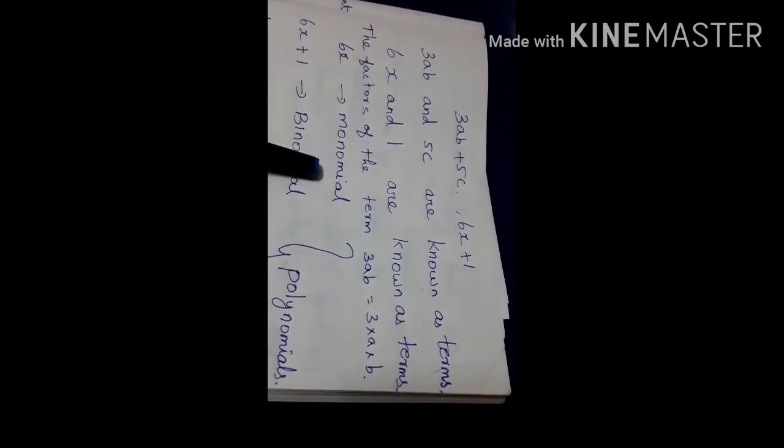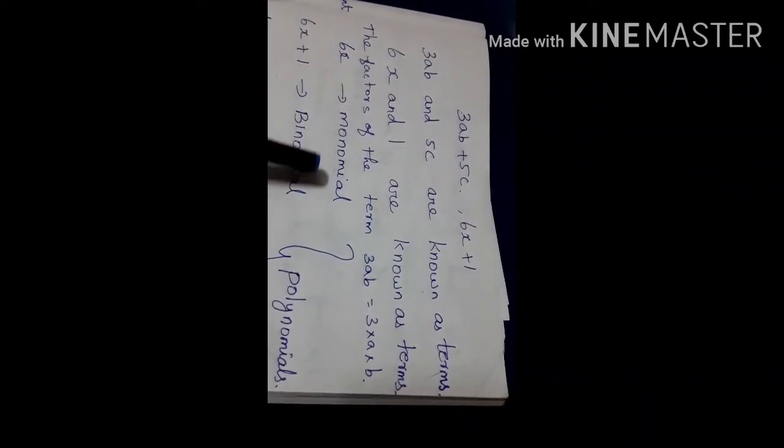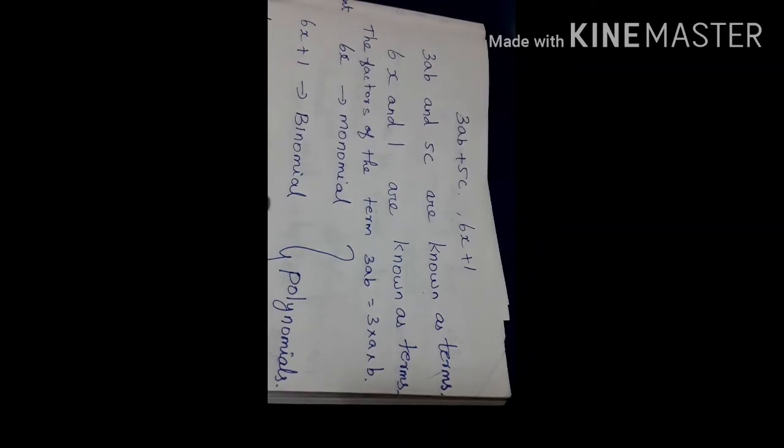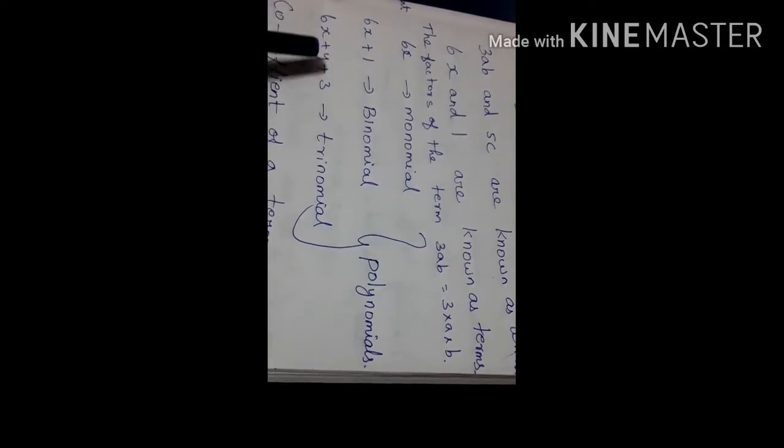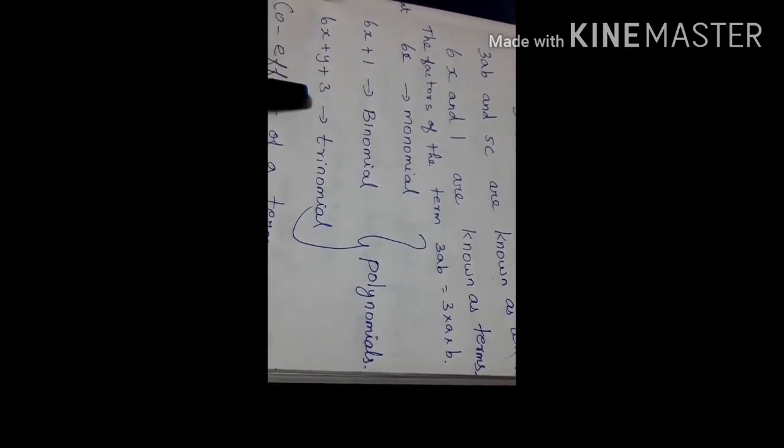Next, 6x. In this expression, we have only one term. You studied this last year. Yes, 6x is called a monomial. If we have two terms, it is called a binomial. Suppose we have 6x plus y plus 3. If we have three terms, it is called a trinomial.